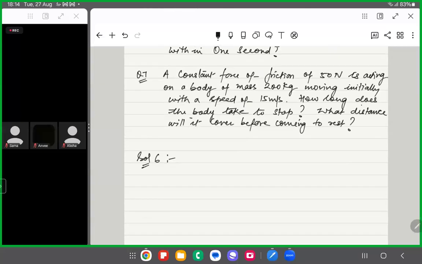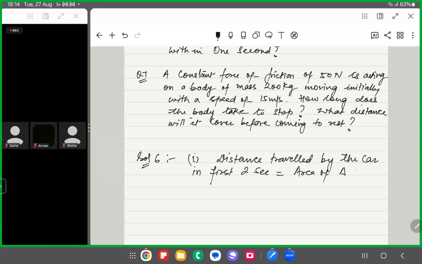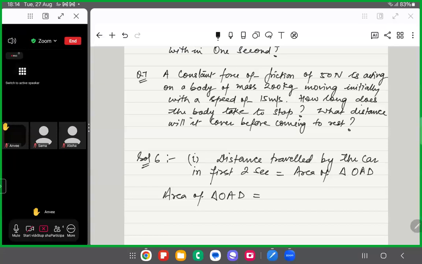So write down: distance traveled by the car in first 2 seconds is equal to area of triangle OAD. So area of triangle AOD.